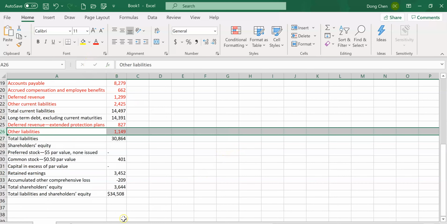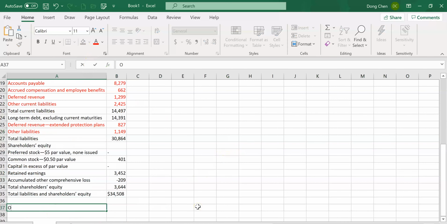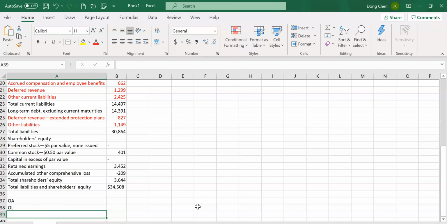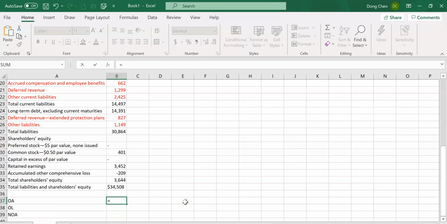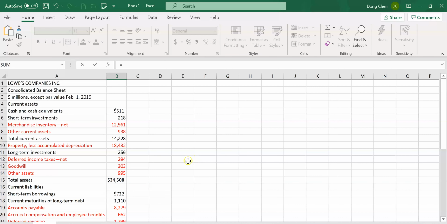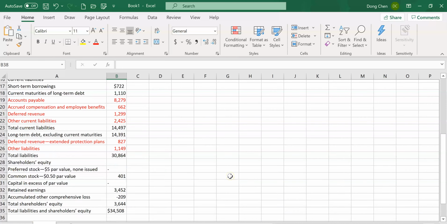So now let's add the operating assets and operating liabilities. Hence, we can calculate the net operating assets, which is the difference between these two. The operating assets, basically, we sum up all those asset items which are marked in red. So starting from the inventory, and then we add the other current assets, and then we add the property, and then we add deferred income taxes, and then goodwill, and finally other assets.